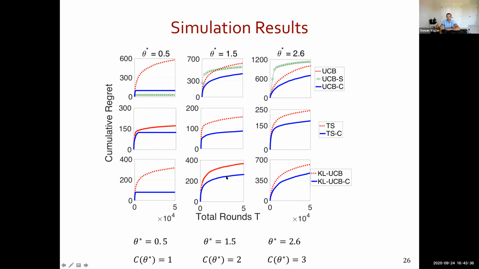And in each case, the blue being ours and red being the classical case, we can see that our algorithm actually returns less regret. In the last case, C is 3, so we don't necessarily expect to do better. We expect to do at least as good as the corresponding classic algorithm case. And the results show that we may have some minor improvements, but not necessarily as good as the other cases.